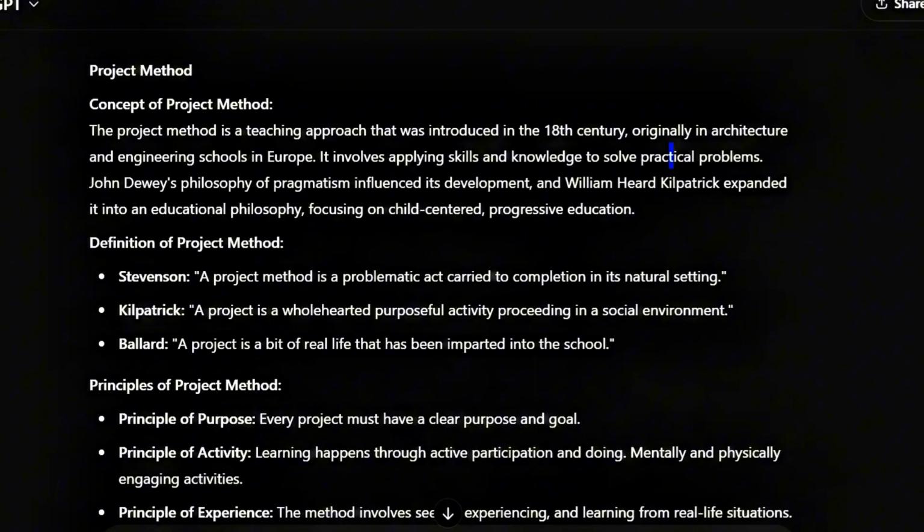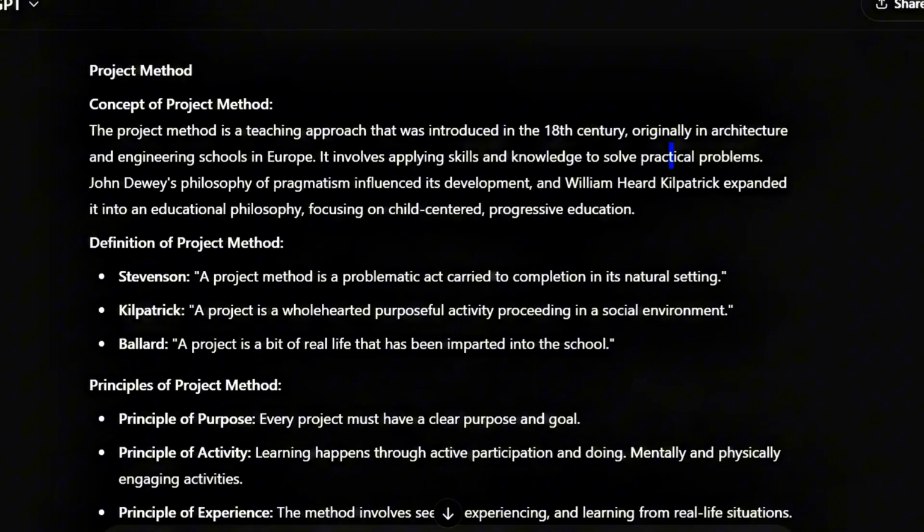Concept of project method. The project method is a teaching approach that was introduced in the 18th century, originally in architecture and engineering schools in Europe. It involves applying skills and knowledge to solve practical problems. John Dewey's philosophy of pragmatism influenced its development, and William Heard Kilpatrick expanded it into an educational philosophy focusing on child-centered progressive education.